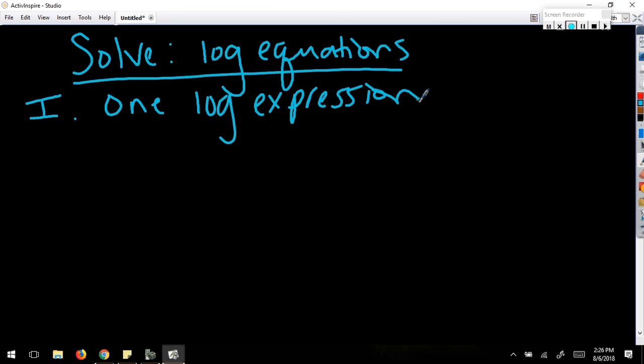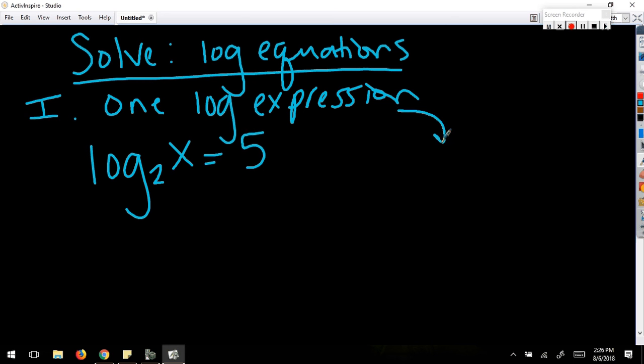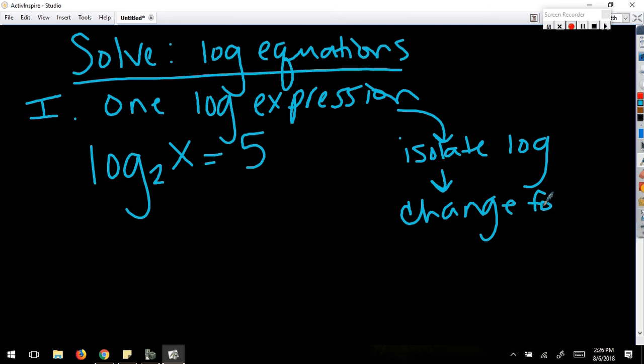One log expression would mean something like log base 2 of x equals 5. So what you want to do, just like with the exponential equations, is make sure that that log is isolated before you start, okay? And if it's not, get it isolated. In this case it is. And then all you have to do is change forms. And generally when you do this, the answer will kind of pop out at you, or you'll see exactly how to get to the answer.